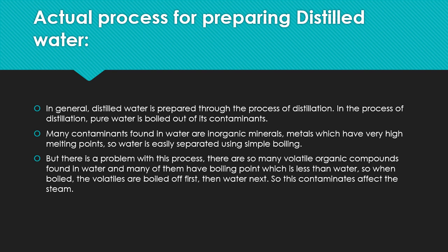But there is a problem with this process. There are many volatile organic compounds found in water, and many of them have a boiling point which is lower than water. So when boiled, the volatiles are boiled off first, then the water next. So these contaminants affect the steam.